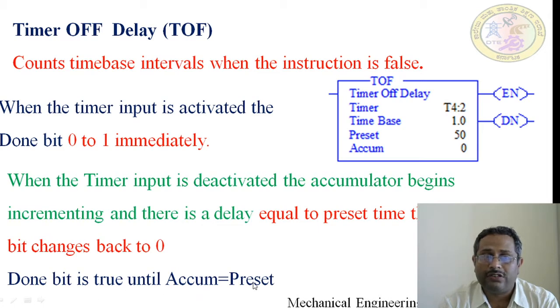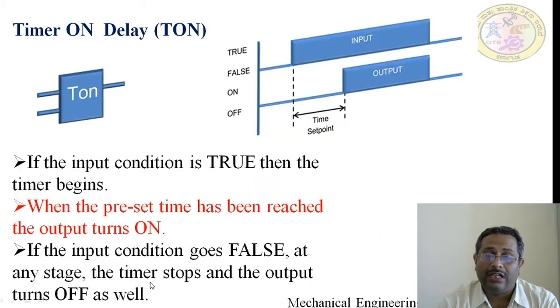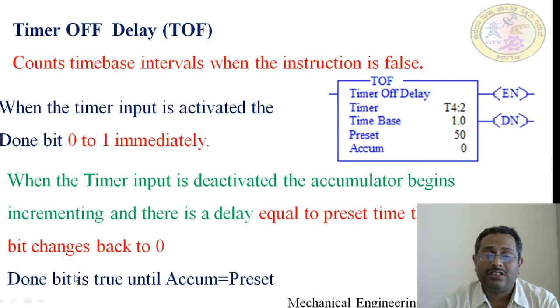In timer on delay, the done bit is true when the accumulator is equal to preset, but here, until the accumulator is equal to preset, the done bit is true. Once the accumulator is equal to preset, the done bit is false. And this is the timing diagram.